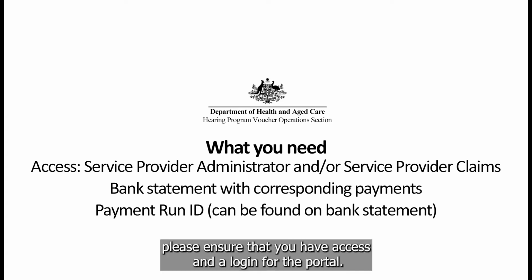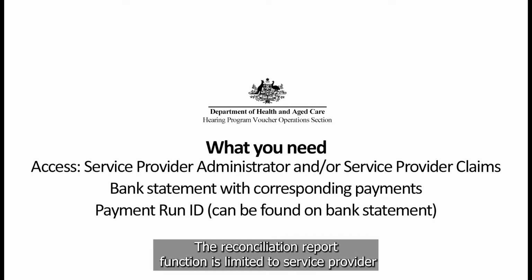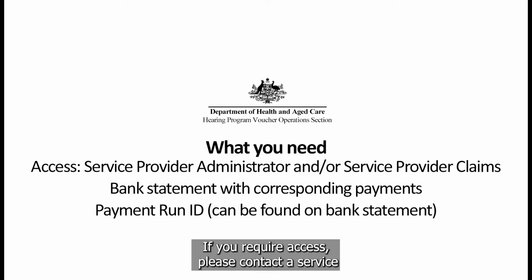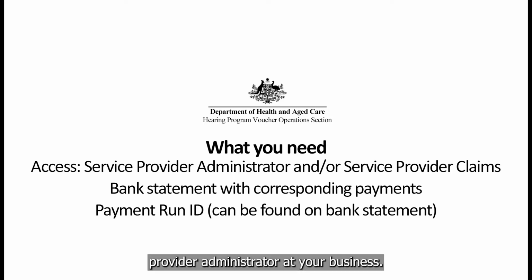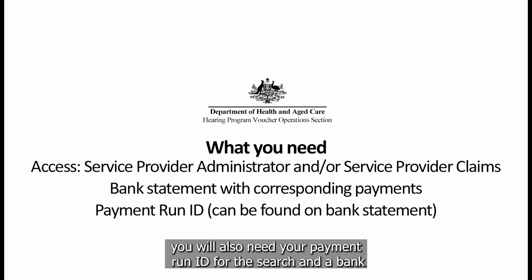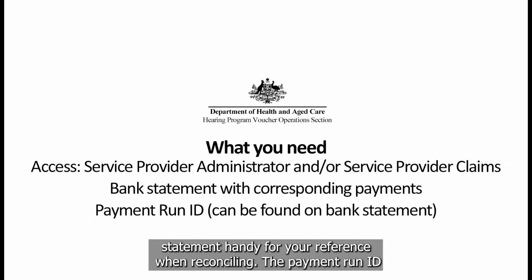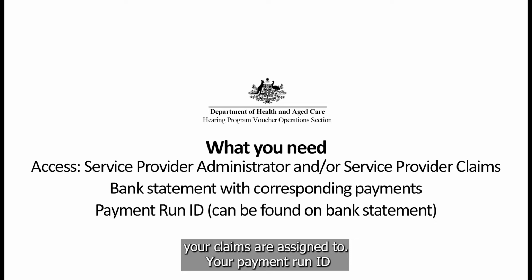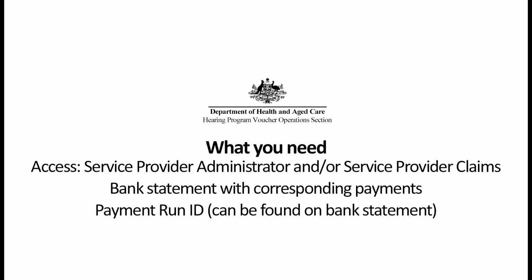Before beginning, please ensure that you have access and a login for the portal. The reconciliation report function is limited to service provider administrators and those with service provider claims access. If you require access, please contact a service provider administrator at your business. To search for the claim, you will also need your Payment Run ID for the search and a bank statement handy for your reference when reconciling. The Payment Run ID is a unique 16-digit identifier your claims are assigned to. Your Payment Run ID can be found on your bank statement.